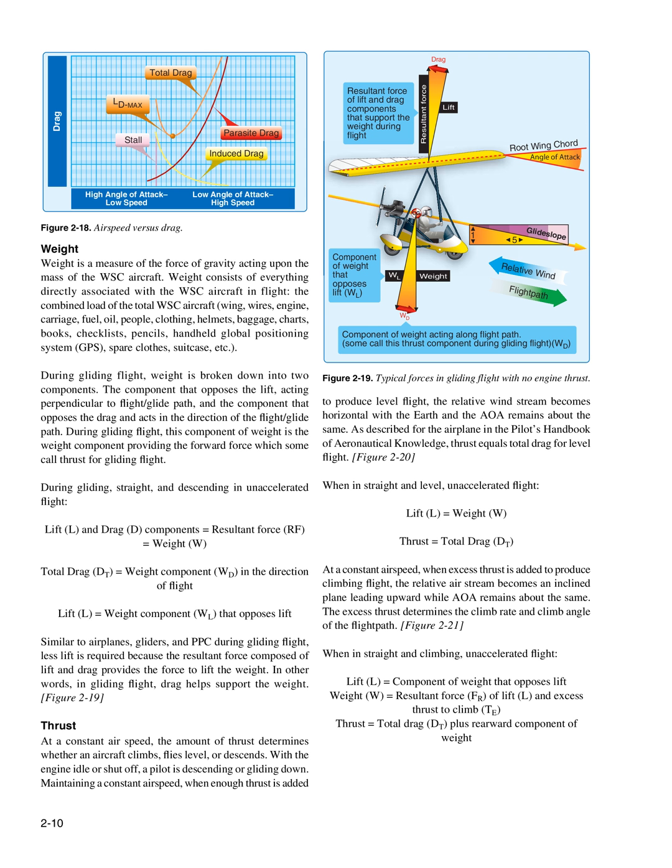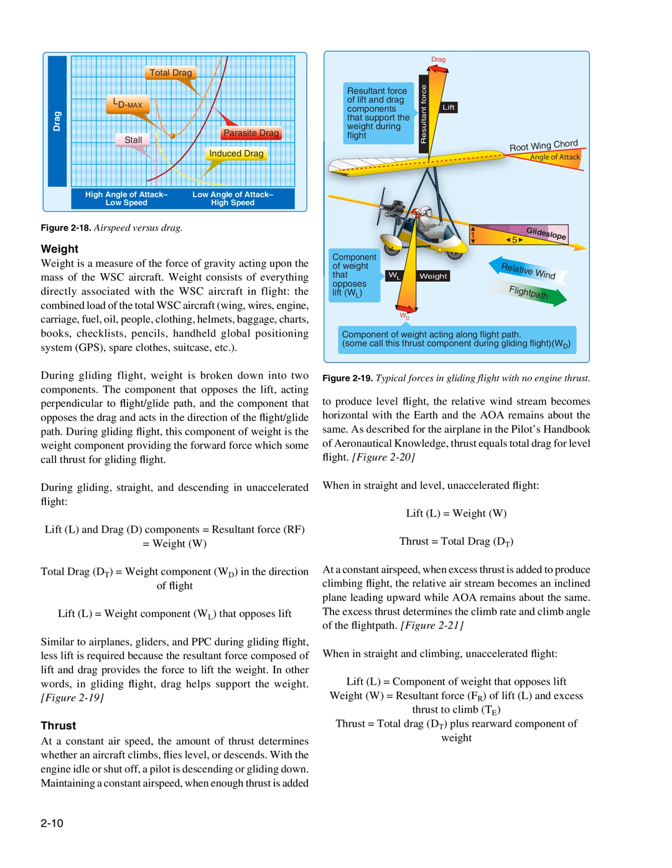Weight is a measure of the force of gravity acting upon the mass of the WSC aircraft. Weight consists of everything directly associated with the WSC aircraft in flight, the combined load of the total WSC aircraft, wing, wires, engine, carriage, fuel, oil, people, clothing, helmets, baggage, charts, books, checklists, pencils, handheld global positioning system, GPS, spare clothes, suitcase, etc. During gliding flight, weight is broken down into two components.